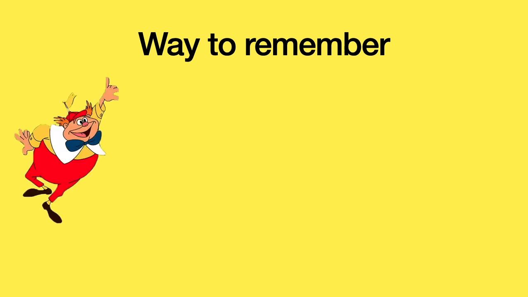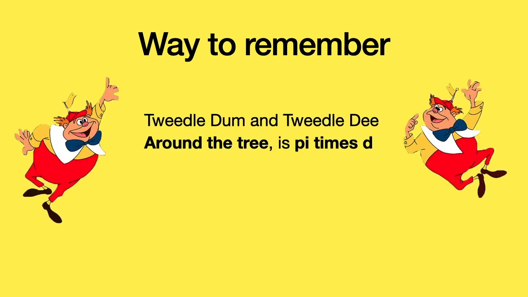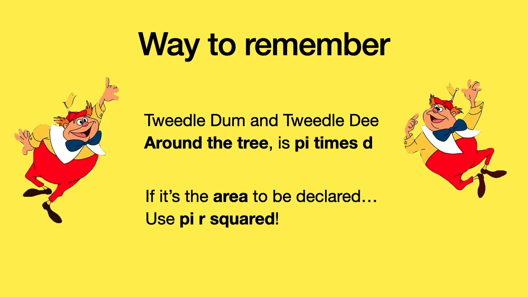So just to conclude, a handy way to remember it if you think that you might forget it. This one was influenced by Lewis Carroll's Alice in Wonderland. A little poem to help you remember is: Tweedledum and Tweedledee, around the tree is pi times d. And if it's the area to be declared, use pi r squared.